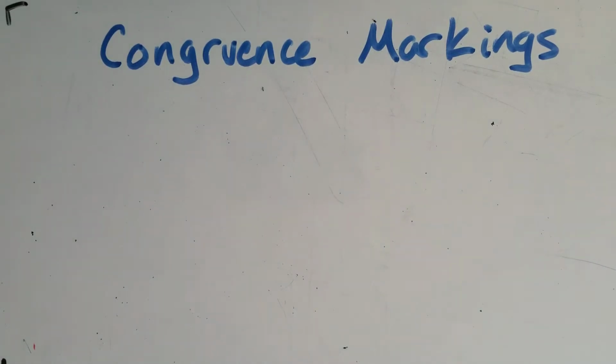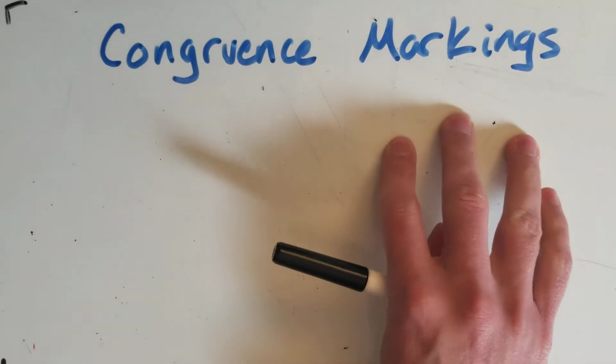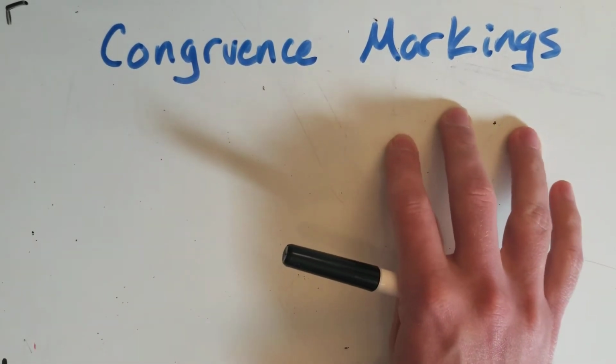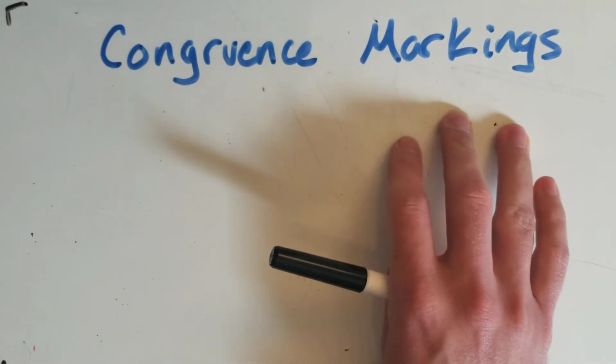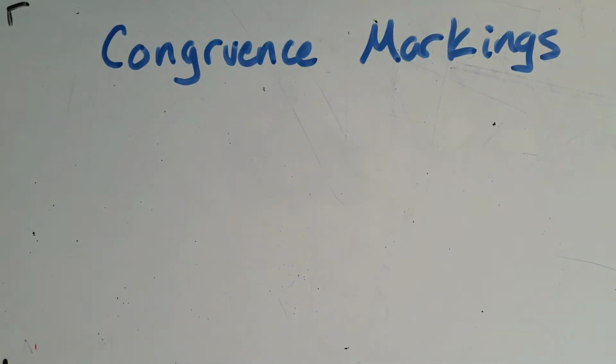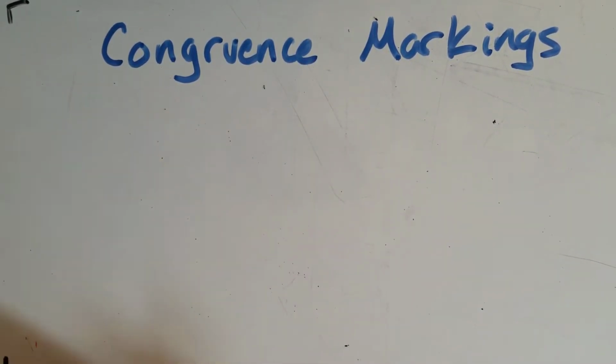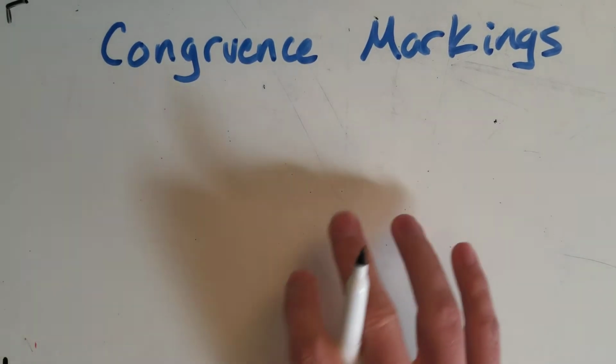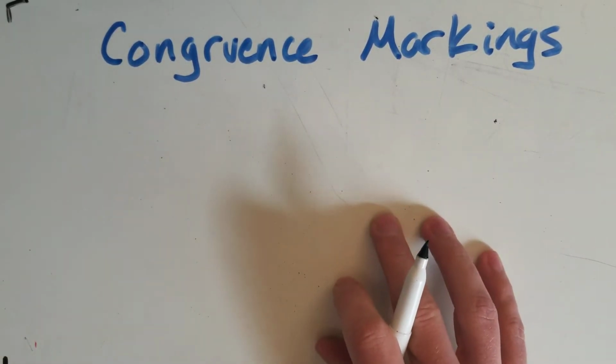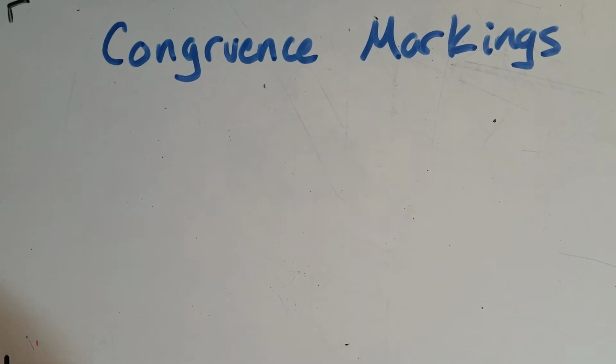Hey guys, in this video we're going to talk about something called a congruence marking, and it's going to build off of that last video that we just did. So in our last video we talked about congruent statements, and congruence markings are ways to mark on a figure different parts of two different figures that are congruent to one another.